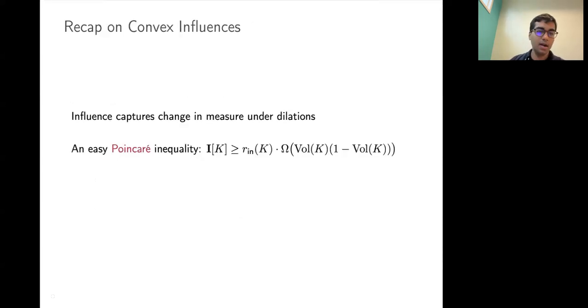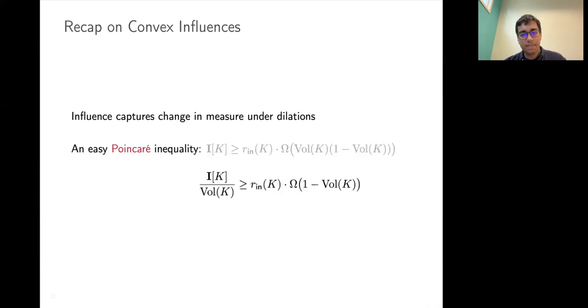Okay, great. So just to summarize what we need on convex influences, the influence just captures the change in measure under dilations. And we will need this Poincare inequality, which relates the total influence to the in radius times the variance. Right? That's all we're going to need from this section.